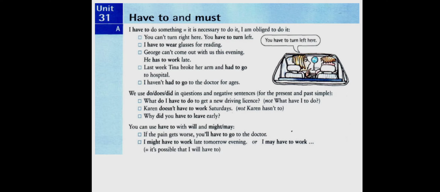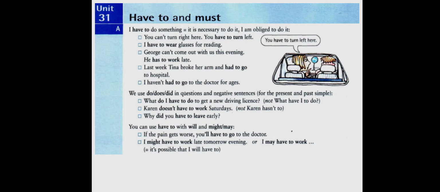The last example here, I haven't had to go to the doctor for ages. And here we speak about external obligation. I don't have any illnesses, so I don't need to go to the doctor. So I say I haven't had to go to the doctor for ages. Indicates a present perfect. That's why we use haven't plus had to. The past participle of have to is had to. Then comes the base form go.